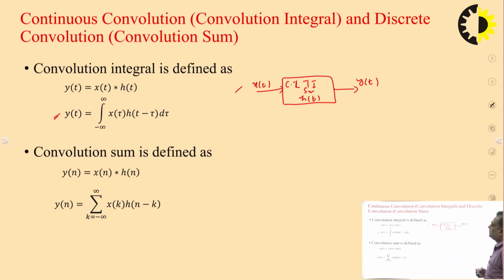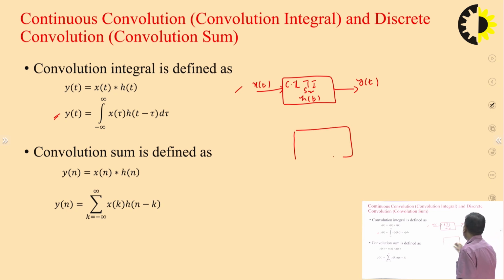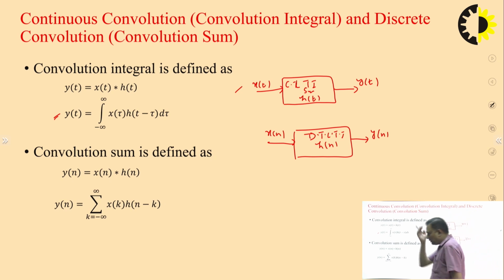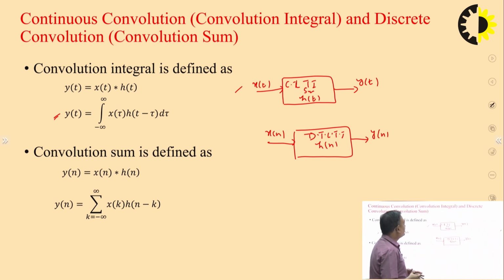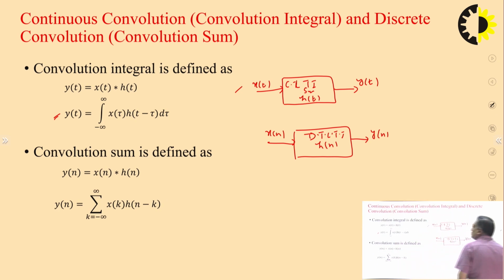Similarly, in case of convolution sum, we are having a discrete time LTI system where the impulse response is h[n]. We are applying an input x[n] to this system to get the output y[n]. So whenever we have to find out the output of any LTI system, basically we will perform the convolution operation. Depending upon our signal, if our signal is continuous, then we will apply this continuous time convolution, which is also called convolution integral, and in case of discrete it is called convolution sum.